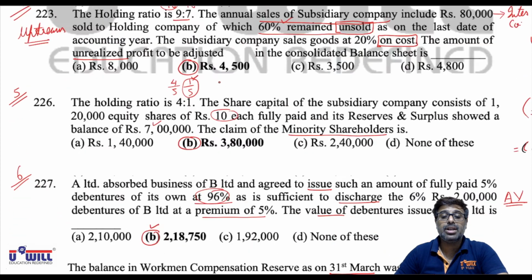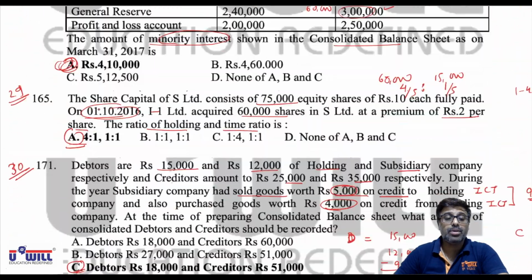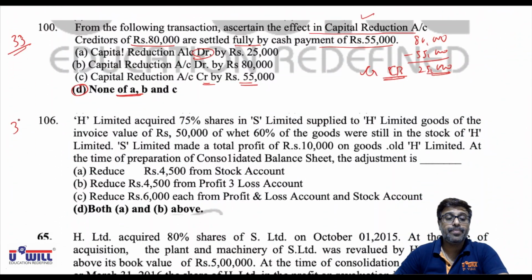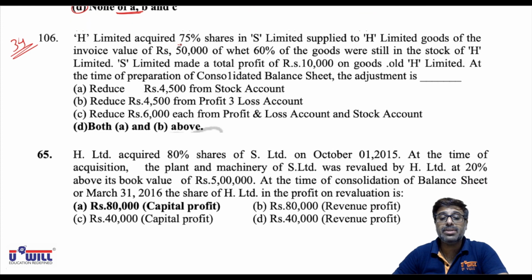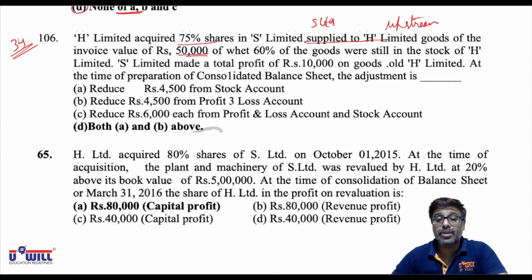Now look at question 106. That is question 34. H Limited acquired 75% shares in S Limited. Further, it should be again S Limited supplied to H Limited. So that is an upstream sale. Goods of invoice value 50,000, of which 60% of goods were still in stock, so unsold, of H Limited. Now S Limited made a total profit, directly given, 10,000 on goods sold to H Limited.